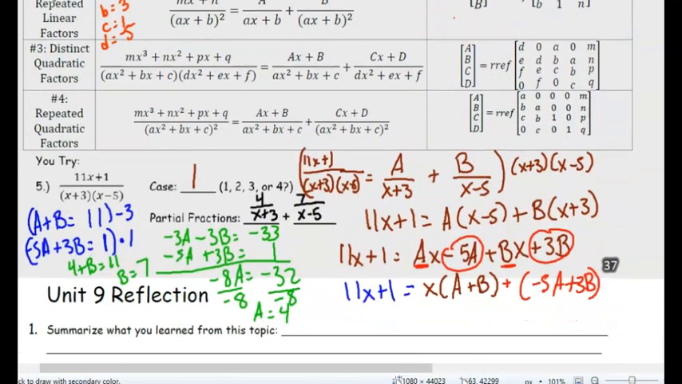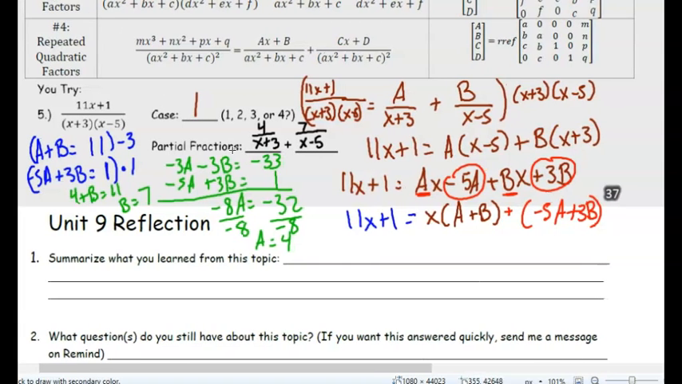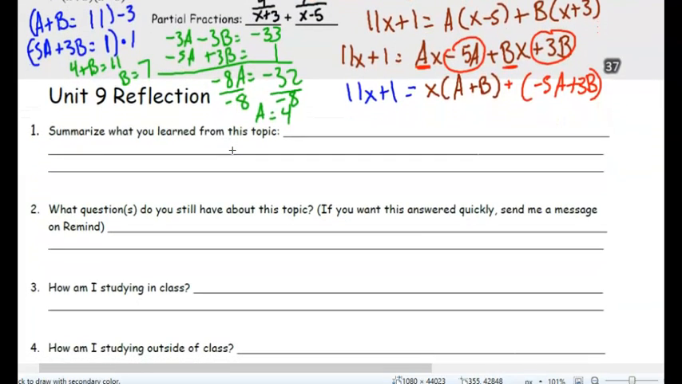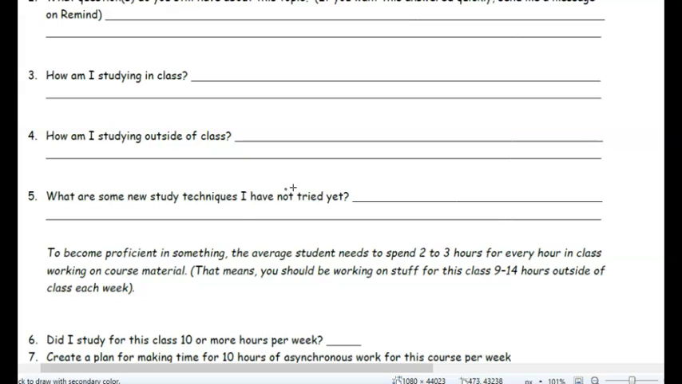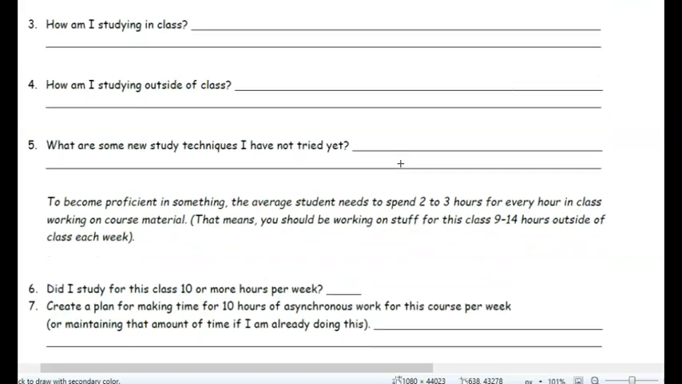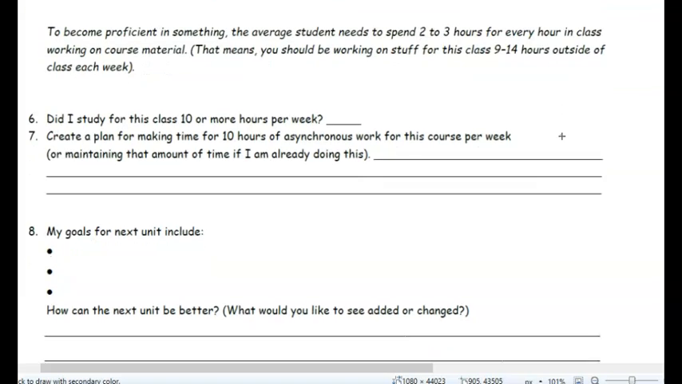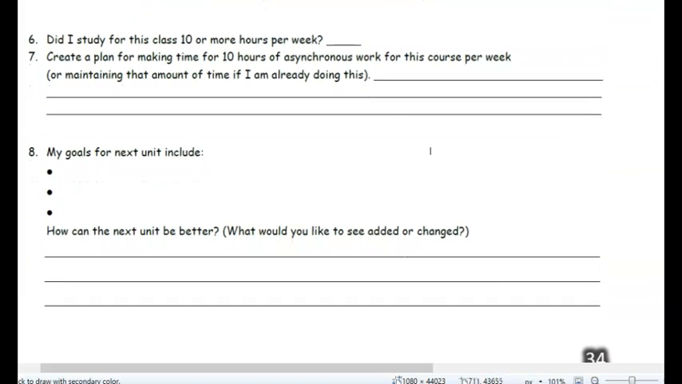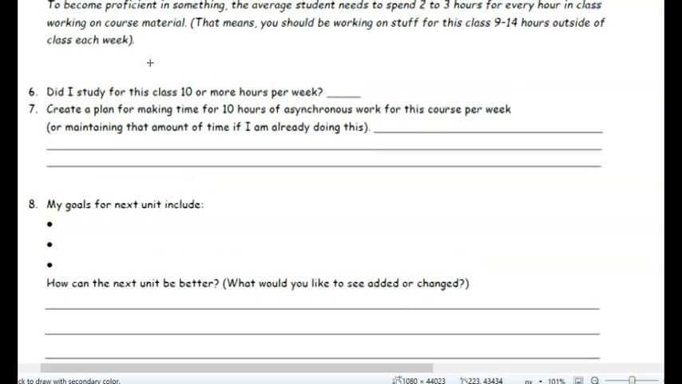Before submitting this unit, take some time to do your Unit 9 reflection. Summarize what you learned from this topic. What questions do you still have about the topic? How are you studying? Are there some studying techniques that you haven't tried yet that you may want to? Are you studying enough time outside of class? Or are you perhaps more efficient than the average student? And what are your goals for the next unit? How could this be even better?